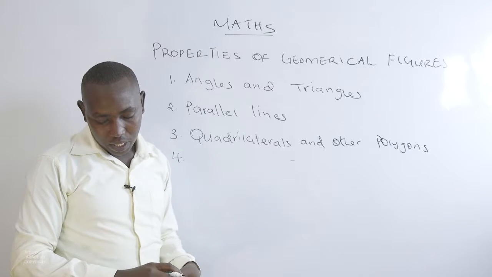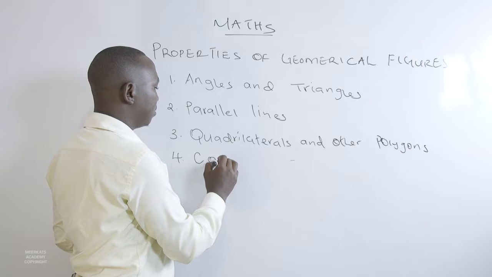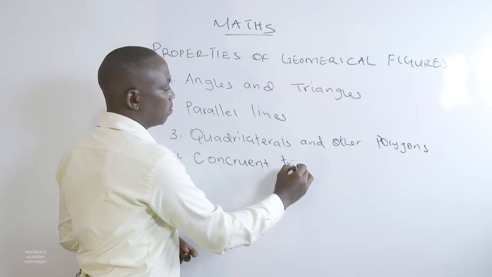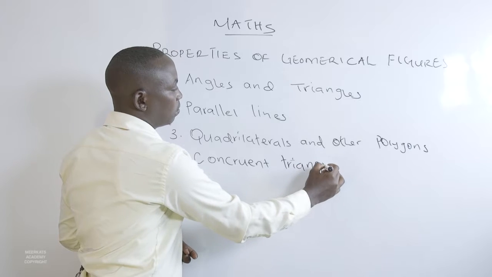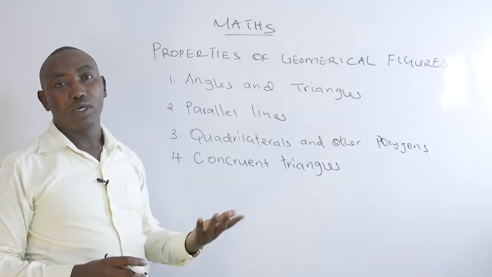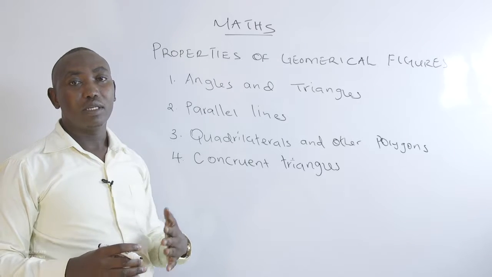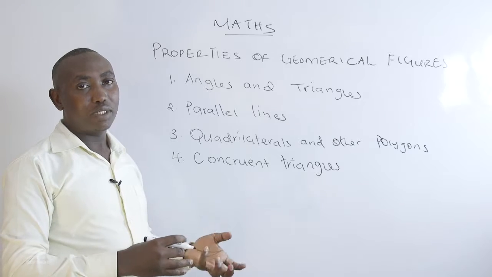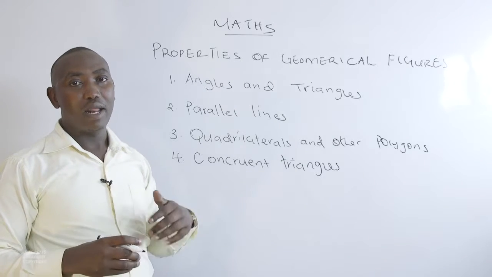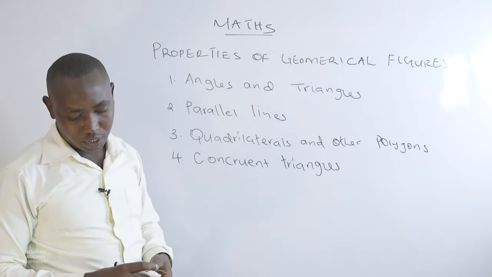Number four, we shall cover something on congruent triangles. Here we shall majorly be dealing with the congruency of triangles. When can we say one triangle is equivalent to another triangle, and in what ratio can we express one triangle in terms of the other?